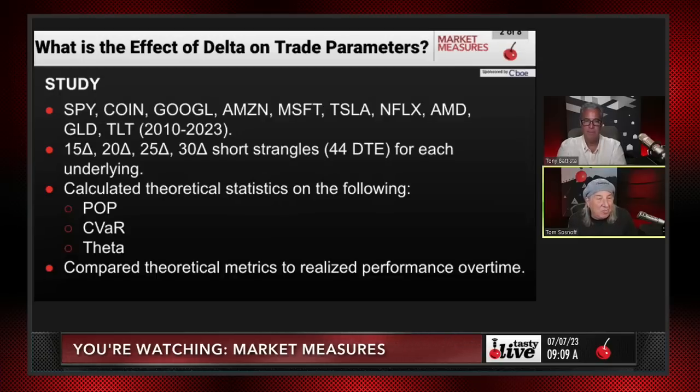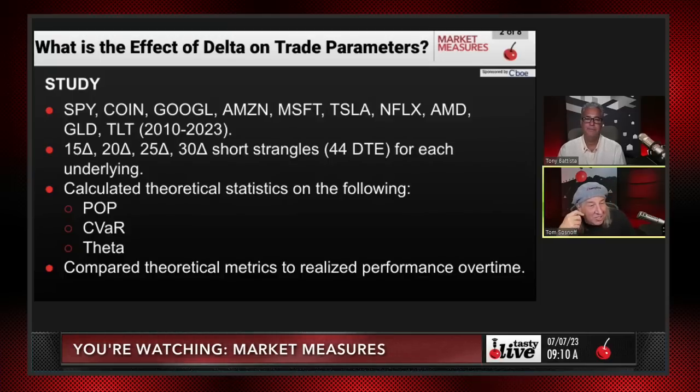So we did a pretty broad study. We looked at SPY, COIN, Google, Amazon, Microsoft, Tesla, Netflix, GLD, and TLT for 13 years, from 2010 to 2023. There's a massive amount of data on here, so just play with us. We looked at 15, 20, 25, and 30 delta strangles. Average was 44 days, 45 days being our sweet spot.